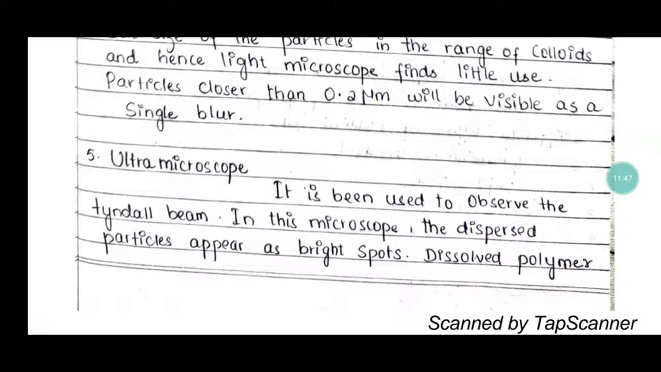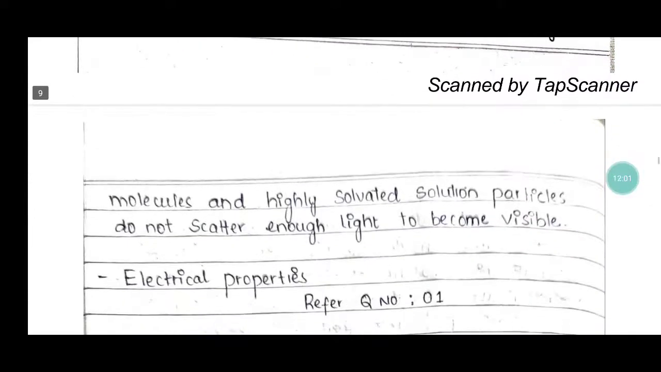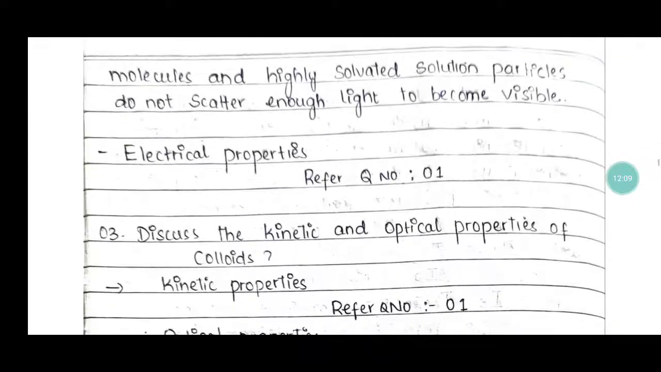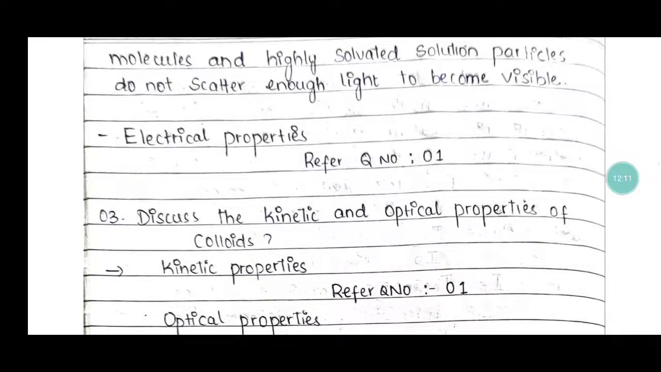Number fifth, that is the ultra microscope. It is used to observe the Tyndall beam. In this microscope, the dispersed particles appear as bright spots, while dissolved polymer molecules and highly solvated solution particles do not scatter enough light to become visible. For the electrical properties, you have to refer to question number 1.